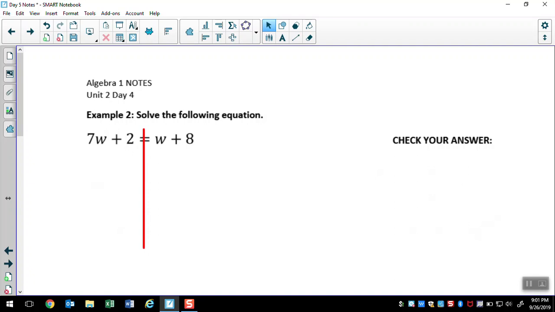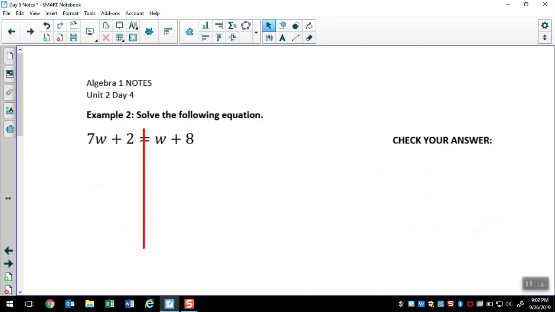So I look to see, can I simplify this side by distributing or combining like terms? And I can't. I've got a constant term, and I have a variable term. Cannot combine them. And there's no parentheses. And then same thing over here. I've got a variable term and a constant term. All right, so now we want to work on getting our variables together.